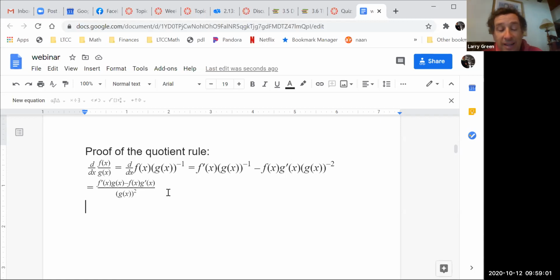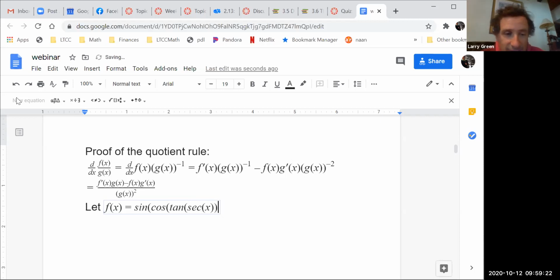So let me give you an example. Let f of x equal the sine of the cosine of the tangent of the secant of x.